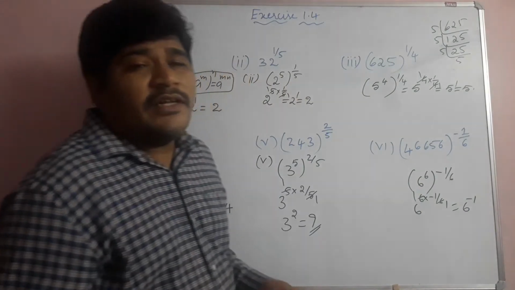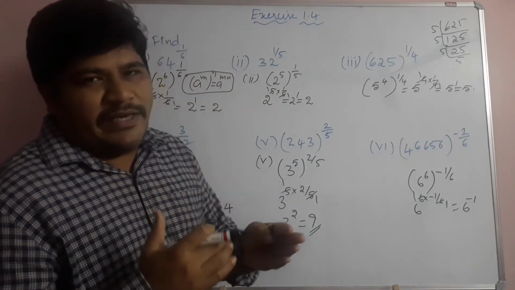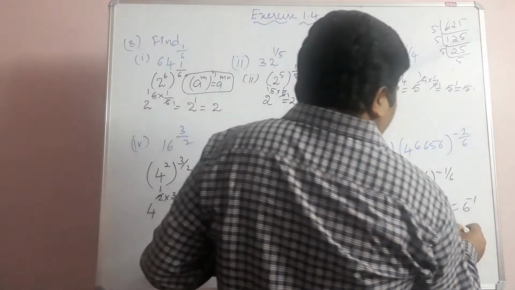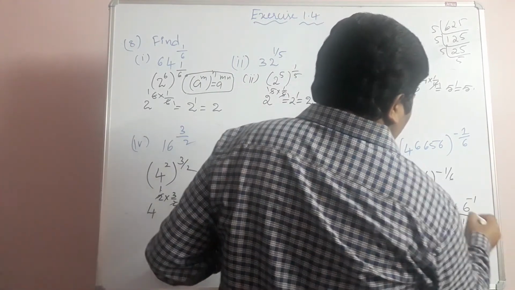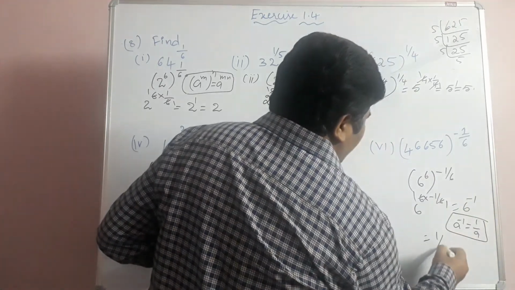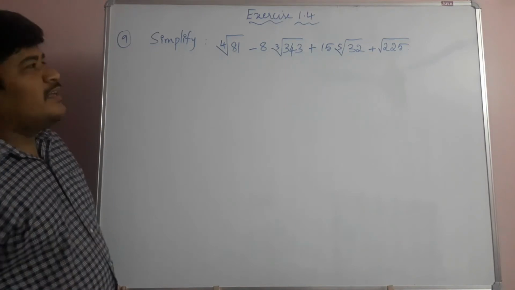So students, we have one formula. A to the power of minus 1 is equal to 1 by a. So by using this formula we can write this as 1 by 6. This is the answer. Now see problem number 9.